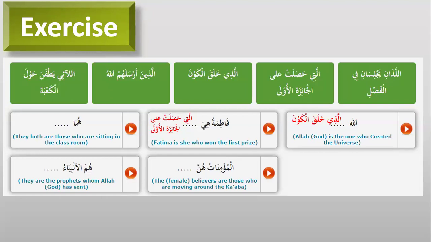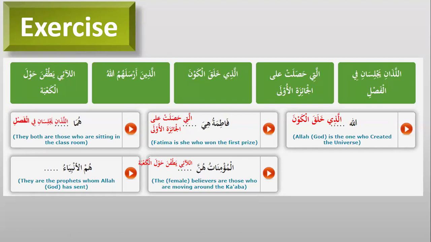Now huma, alladhi. Huma, they both are. Alladhini. Lazani. Very good. Alladhan. Now here, al-mu'minatu, hunna, female believers. Allati. Here we are using Allahi.